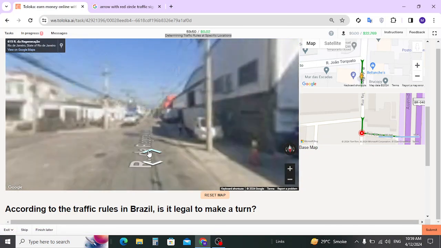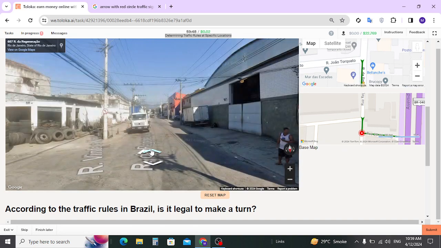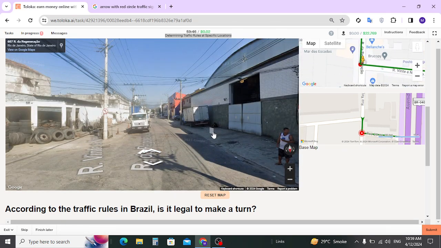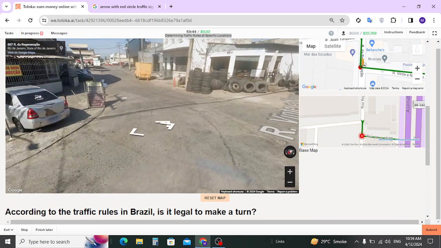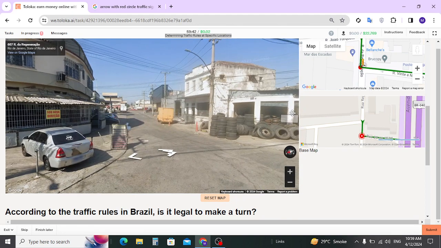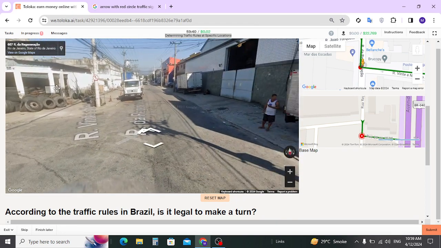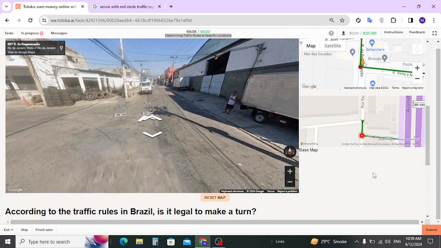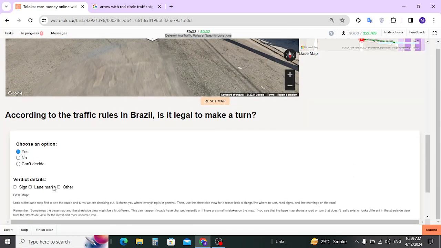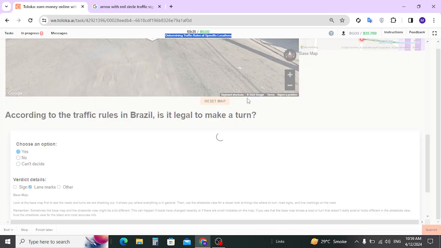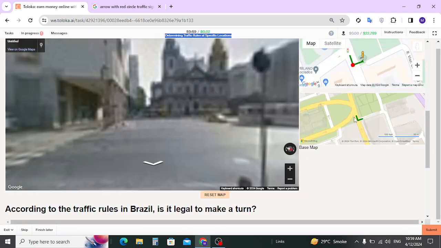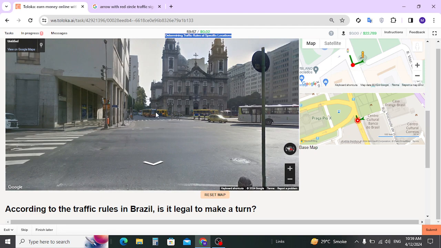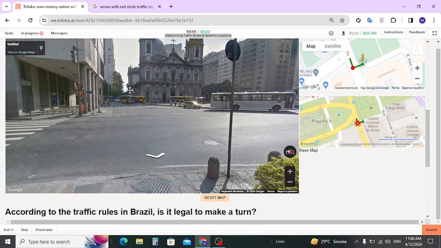Again from the starting point, I have reached a similar place. These tasks are repeating, don't know why. So here again you can clearly move. Okay, this one is different.